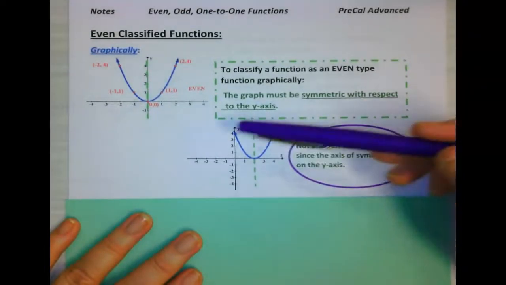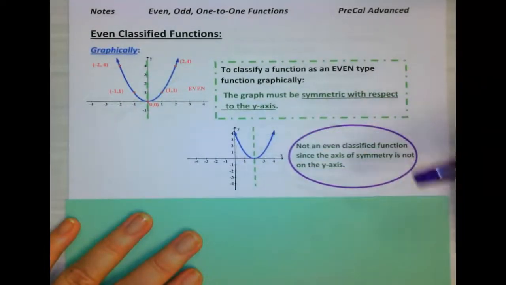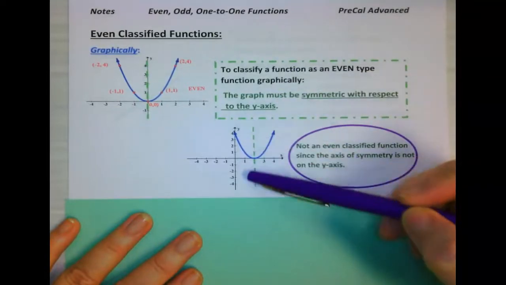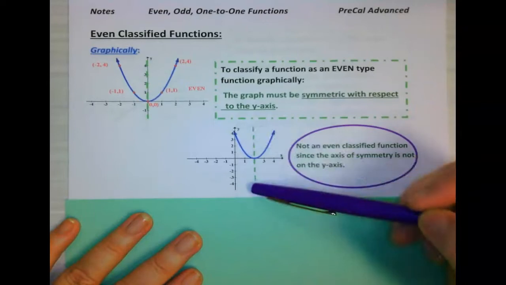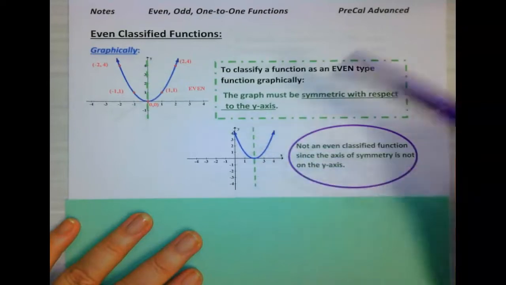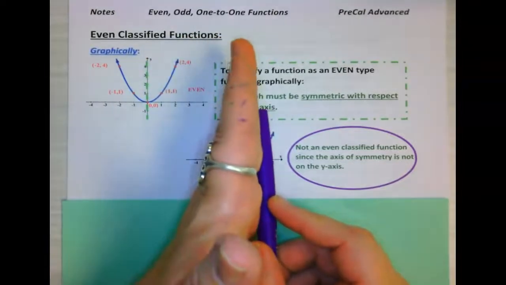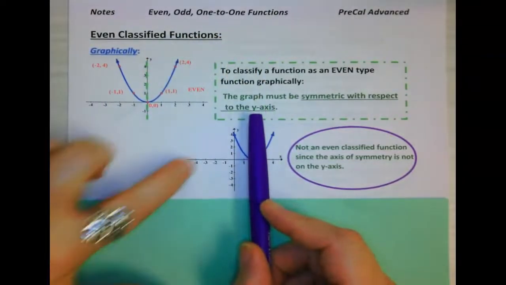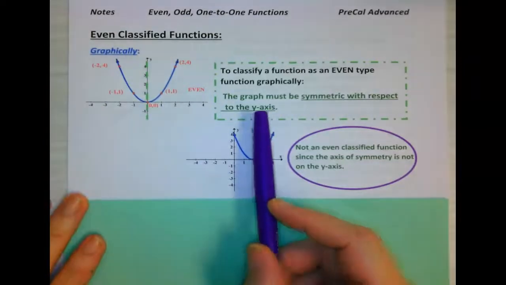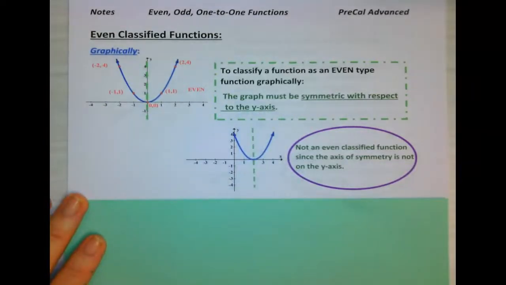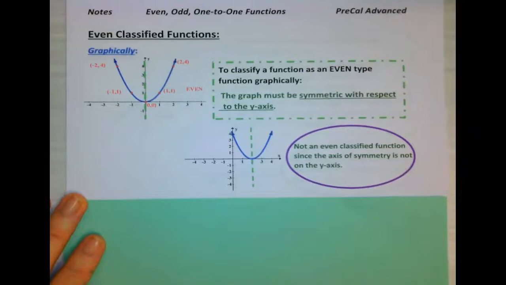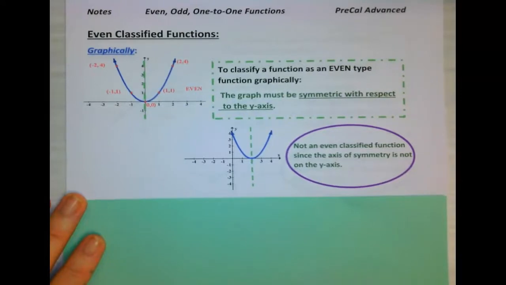In this case, it is a quadratic, and oftentimes students will say, oh, well, it's quadratic, so it has to be symmetric. But look at where the axis of symmetry on the quadratic graph is. It's right here. So if I take this side and I fold it up with this side, it's going to be symmetric right here and not over here on the y-axis. So that is not an even classified function, even though it does have that even power in it.